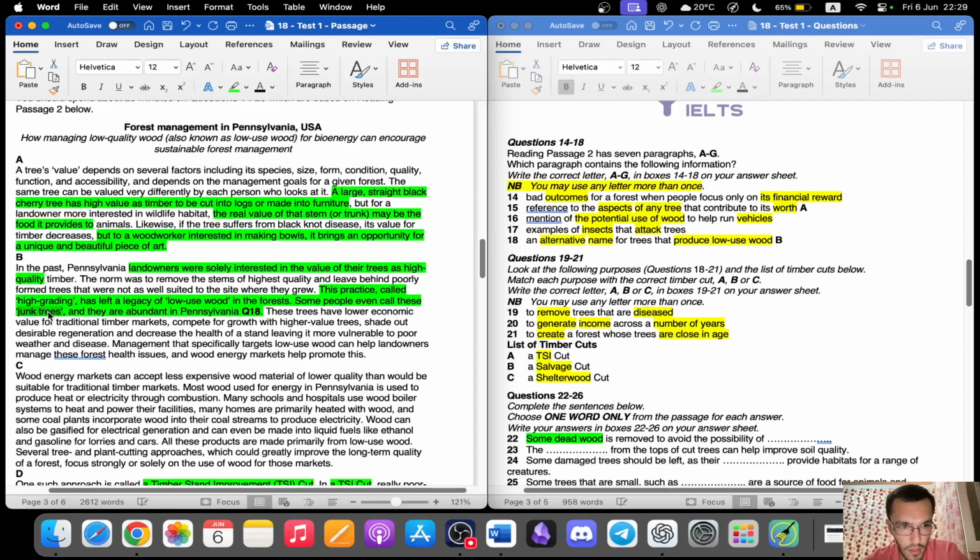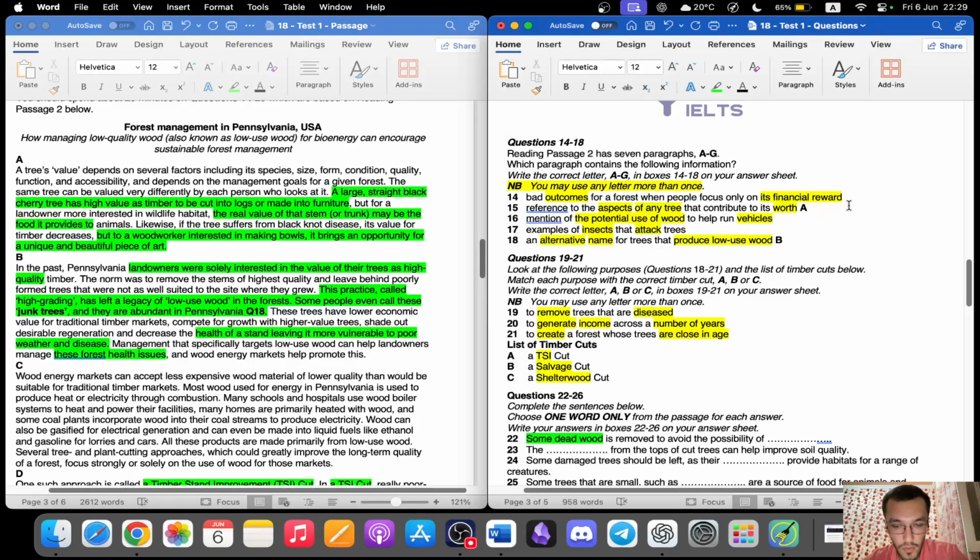Junk trees. It's also known as junk tree, right? So these trees have lower economic value for traditional timber markets, compete for growth with higher value trees, shade out desirable regeneration, and decrease the health of a stand, leaving it more vulnerable to poor weather and disease. Management that specifically targets low use wood can help landowners manage these forest health issues, and wood energy markets help promote this.